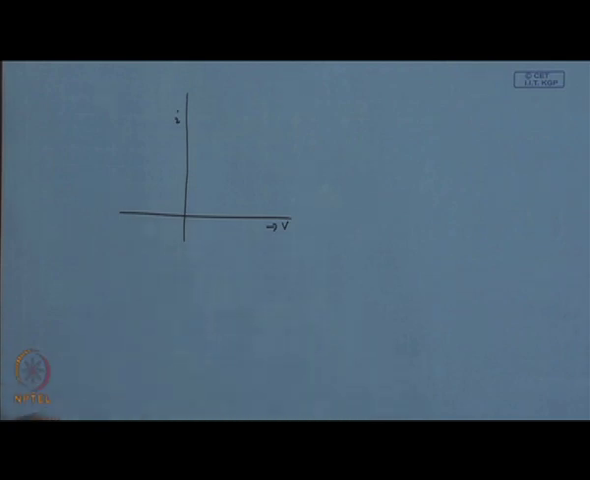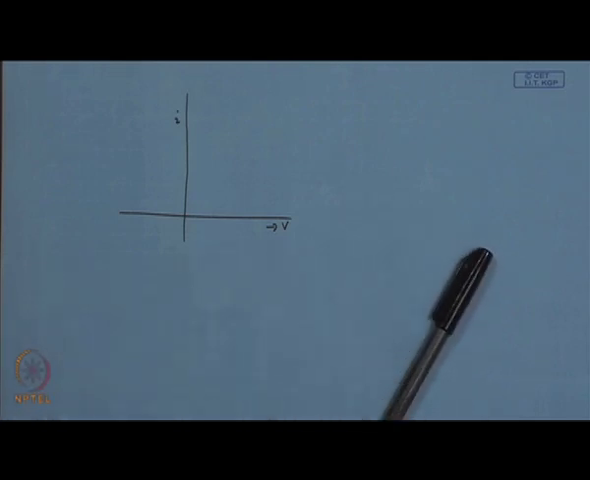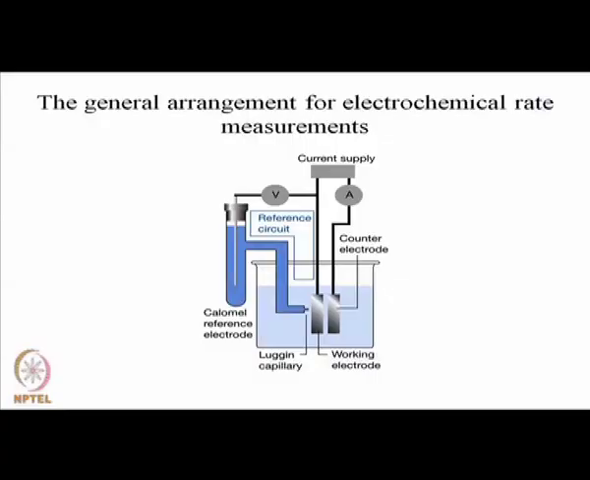Okay, from this current potential diagram, you find out how the current is changing. That is the functional dependence of your potential. Potential changes means various electrode reactions are occurring.